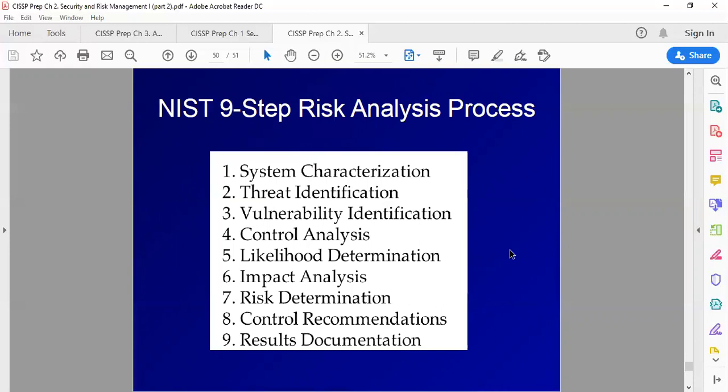Okay, NIST provides a risk analysis process: system categorization, threat identification, vulnerability identification, control analysis, likelihood determination, impact analysis, risk determination, and control recommendations.